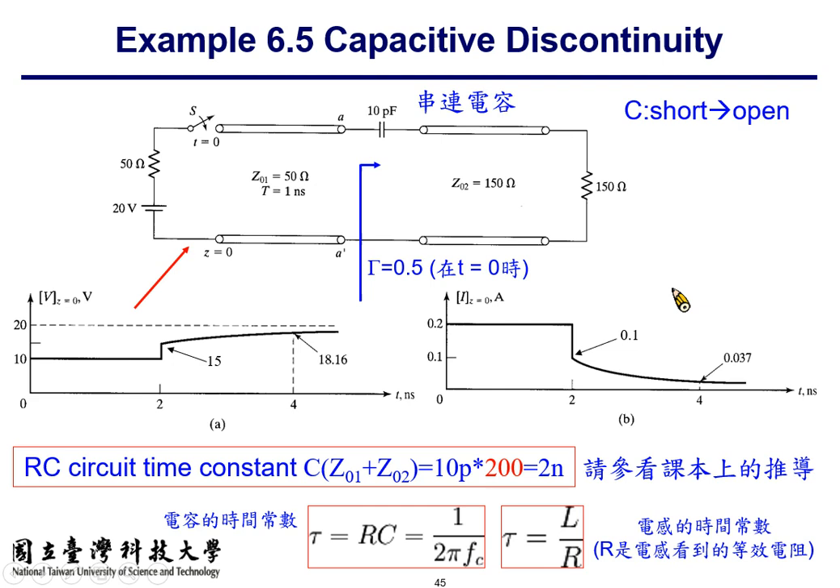right? But the equation that you need to calculate is the same. You use the same principle to find the equivalent resistance viewed by the inductor, but the time constant expression is a little bit different for capacitor and inductor.